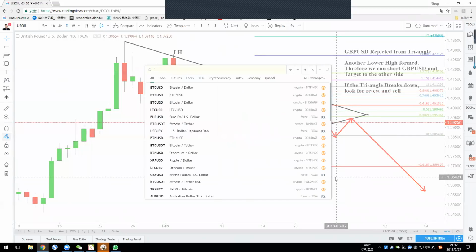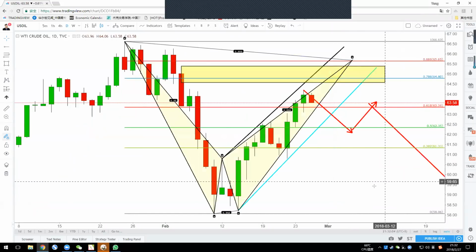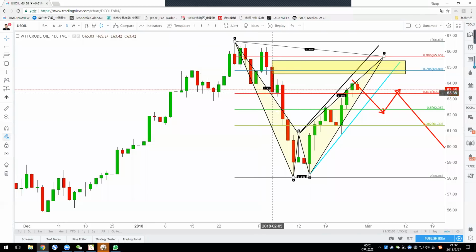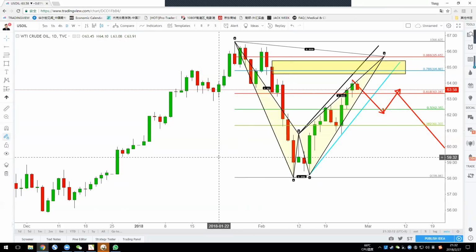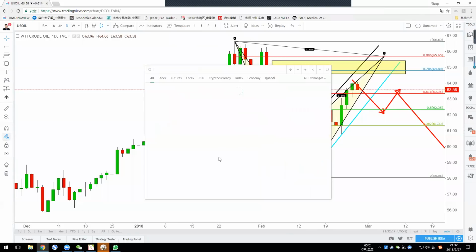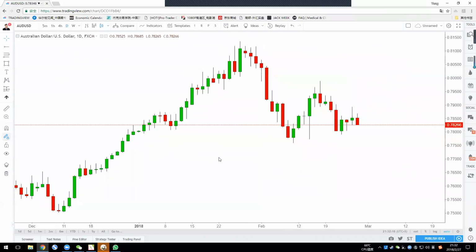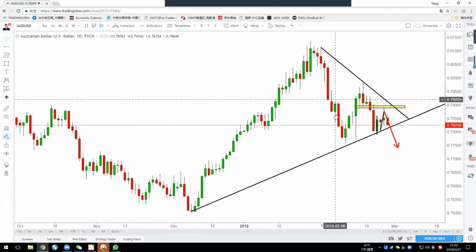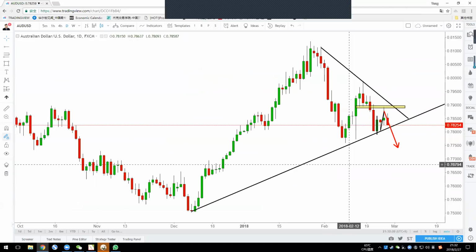Let's look at oil. Did oil fall? Yes, oil already starts falling. Okay, very strong fall from 66 to 58. How about other things like the Aussie dollar, AUD, USD? Yes, falls already. So all the pairs start falling when DXY is making a bottom. So does this make sense to you?